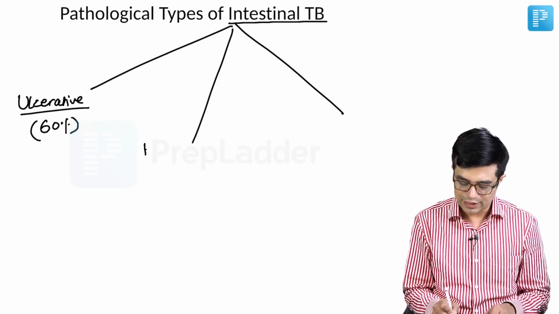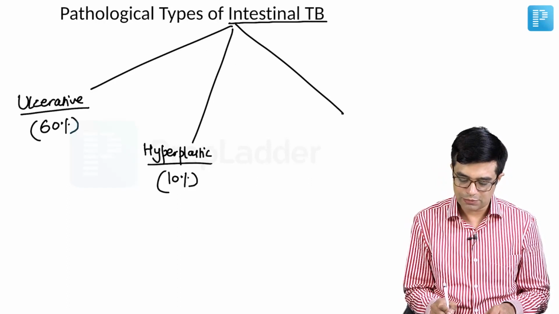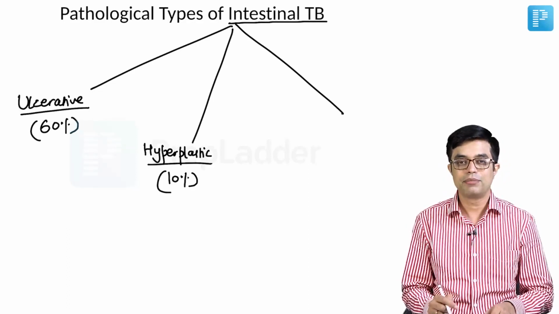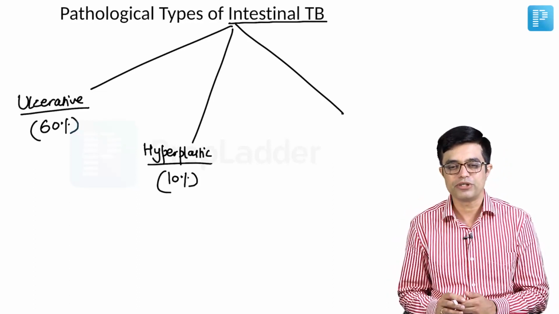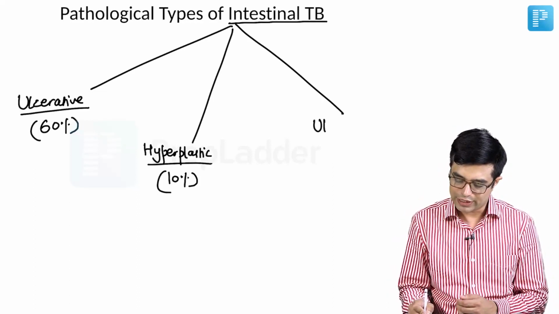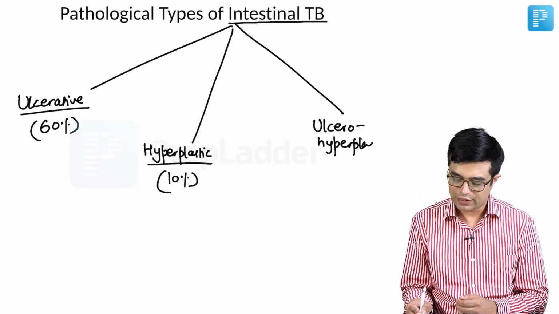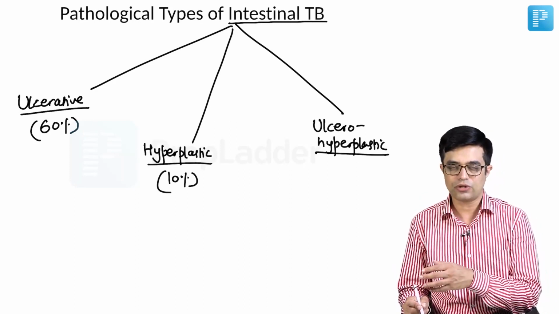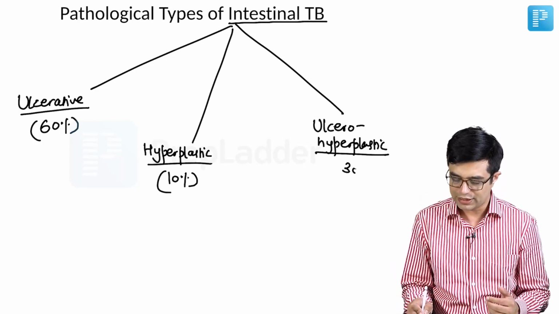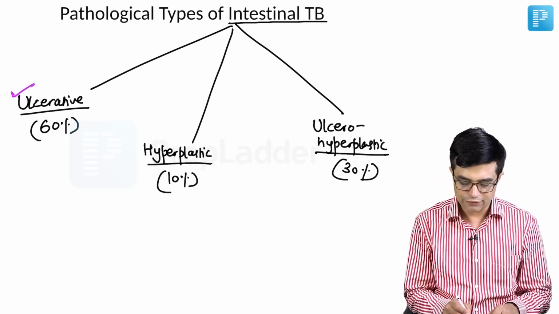They can also be seen in the colon region. Second, you have the hyperplastic, which is seen in about 10% cases. In hyperplastic, there will be no ulcers, but there will be stenosis, fibrosis, and pseudotumor like mass formation. And then you can have ulcerohyperplastic. Ulcerohyperplastic will have a combination of both. There will be hyperplastic lesions also, and there will be shallow ulcers also present. That is seen in 30% of these cases. Most common variety is ulcerative form.